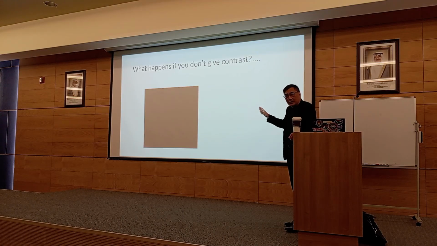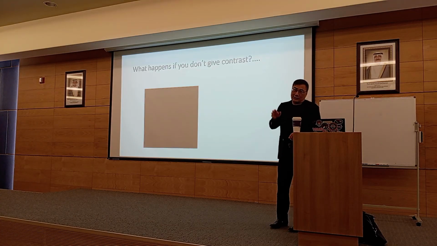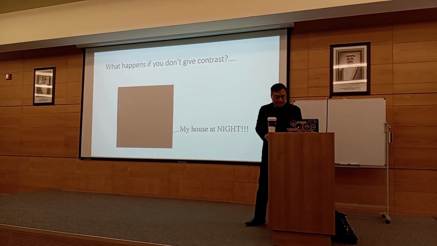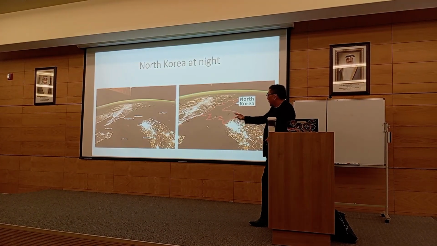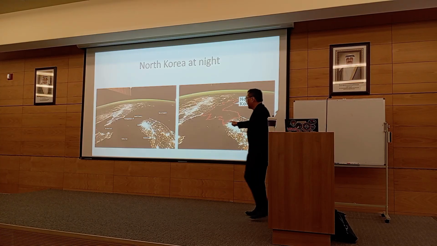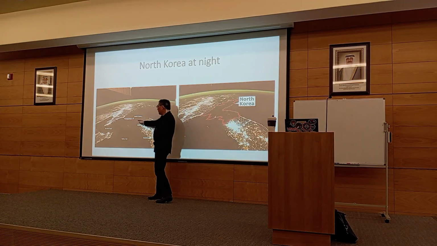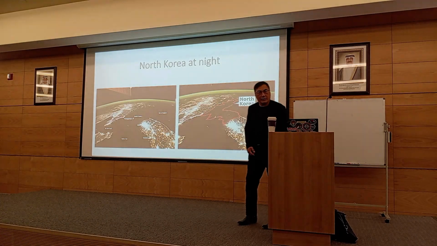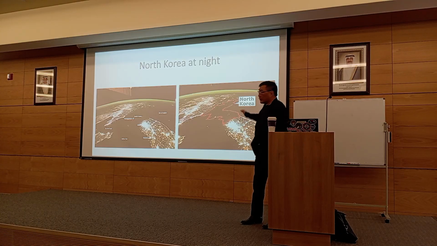Because even if it looks like optic neuritis, you don't know it's optic neuritis until you scan the person and you examine it. So if you don't give the contrast, you can't see my house at night. This is North Korea at night. So you can see that South Korea looks like an island when really it's a peninsula. And the only thing that's lighting up at night in North Korea is Kim Jong-un's house in Pyongyang. The rest of North Korea at night is dark. So if you want to know the difference between the north and the south, you just look at this picture.